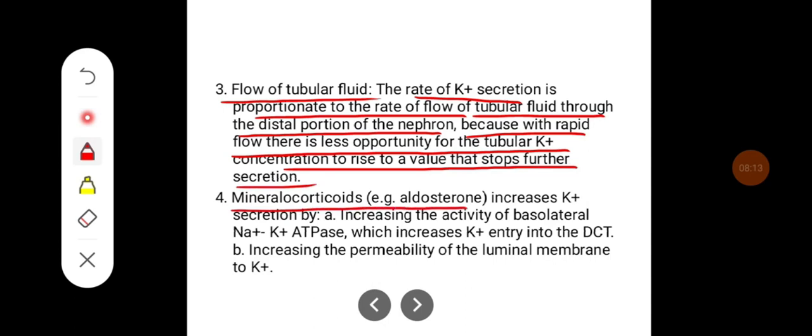Then mineralocorticoids, for example aldosterone, increase potassium secretion, first by increasing the activity of basolateral sodium potassium ATPase, which increases potassium entry into the DCT, and second by increasing the permeability of the luminal membrane.